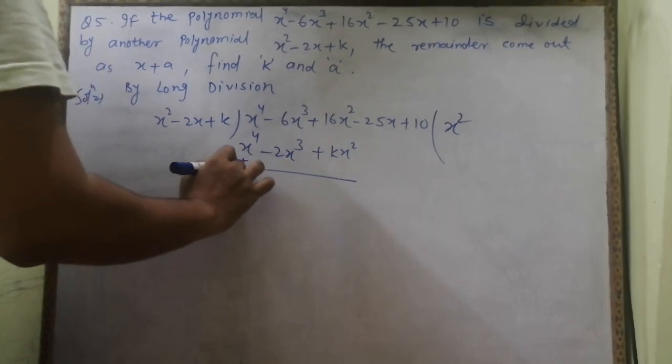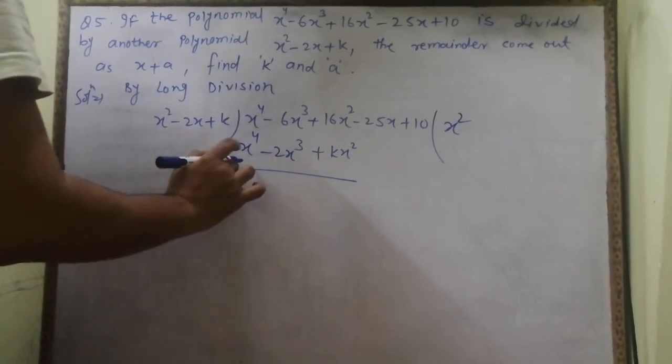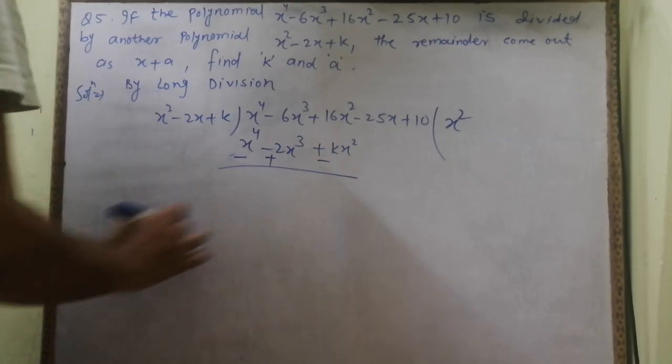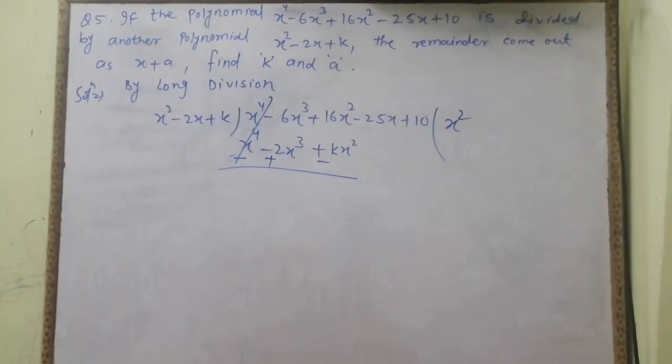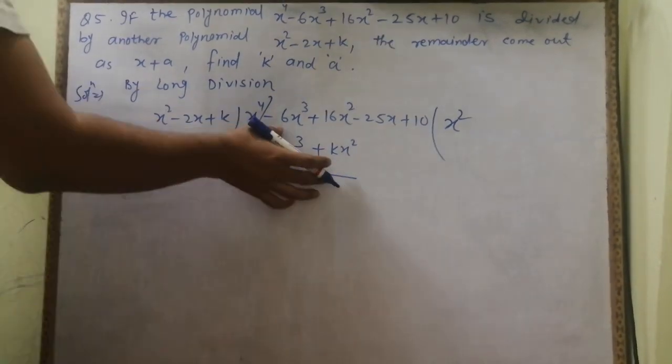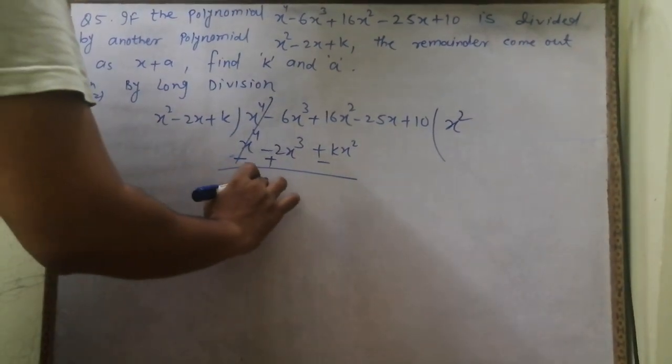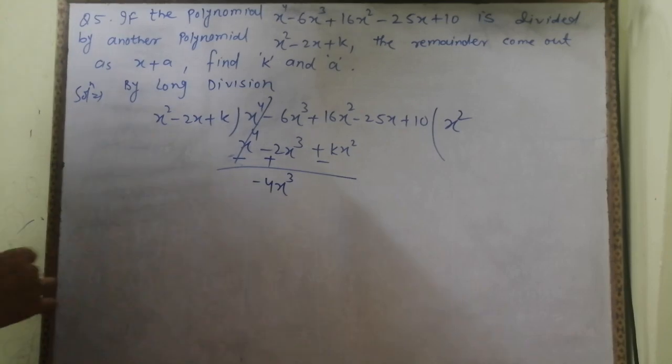Now change the signs: plus becomes minus, minus becomes plus. Here this one will cancel out. So minus 6x cube plus 2x cube will be minus 4x cube.